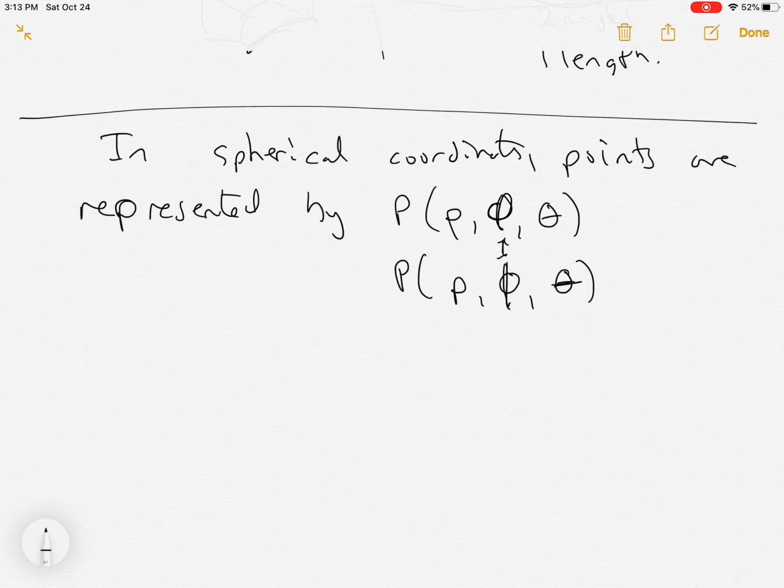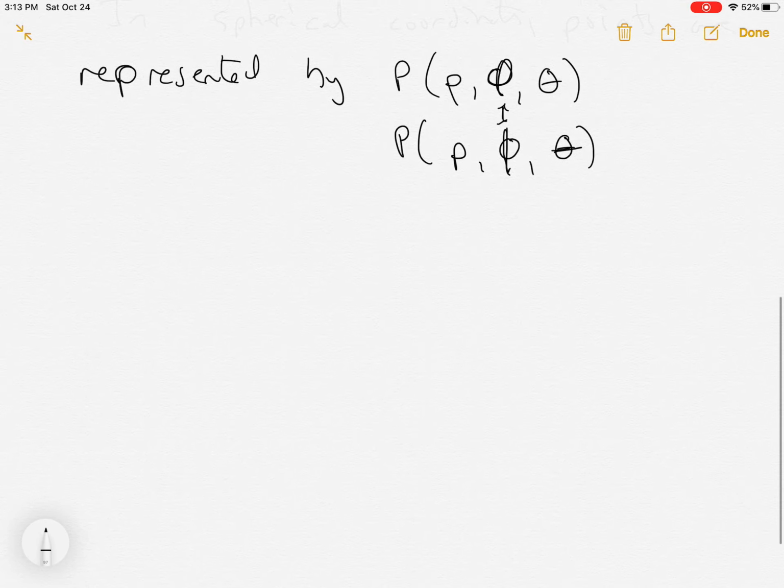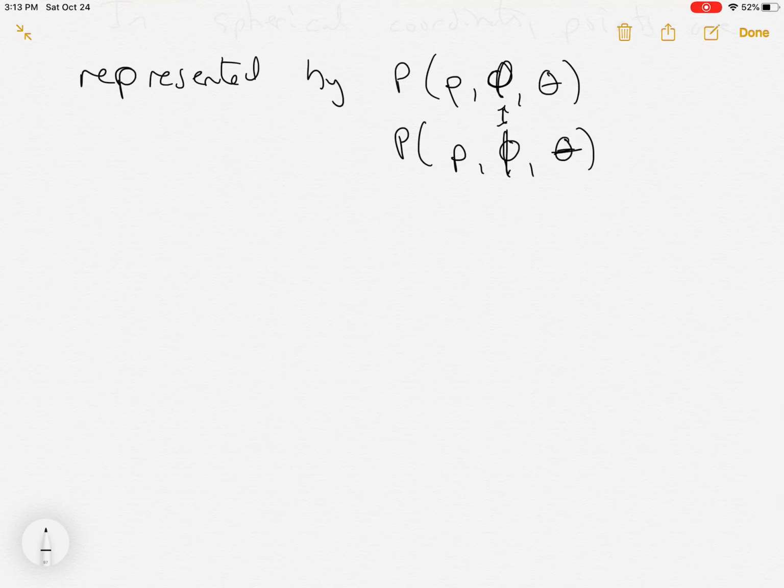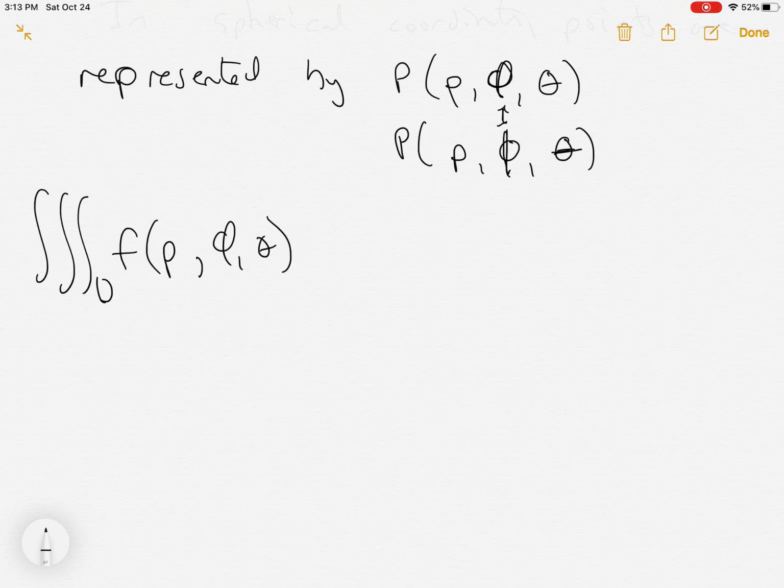Okay. All right. And so if you're integrating a function over some domain, you have the function, which is a function of rho, phi, and theta. Then you have the r, which is rho sine of phi, d rho, d phi, d theta.